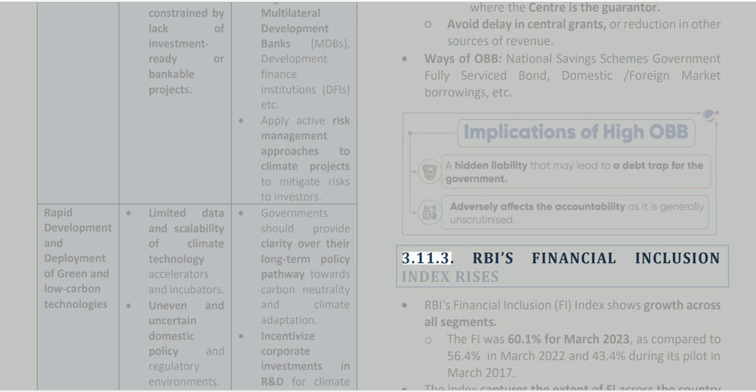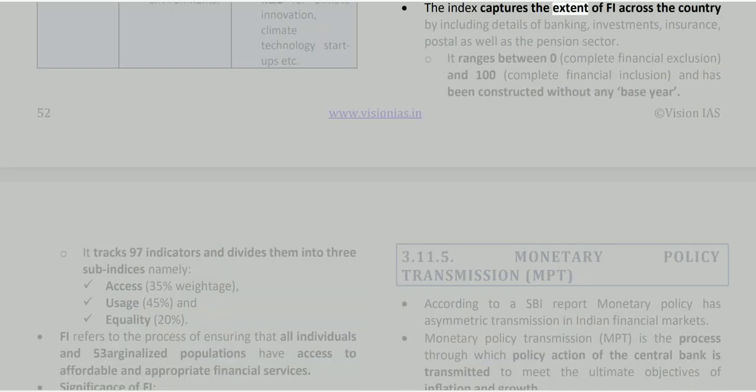3rd November 2003, RBI's Financial Inclusion Index rises. RBI's Financial Inclusion, FI, Index shows growth across all segments. The FI was 60.1% for March 2023, as compared to 56.4% in March 2022 and 43.4% during its pilot in March 2017. The index captures the extent of FI across the country by including details of banking, investments, insurance, postal as well as the pension sector.